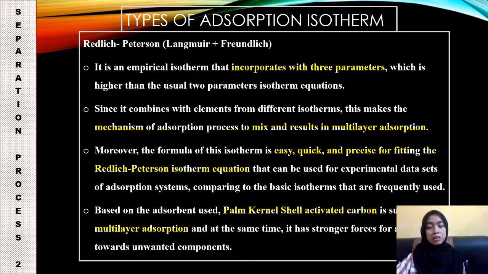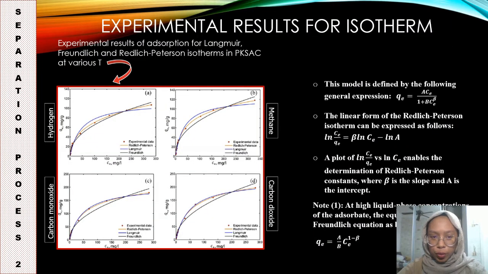This isotherm is also easy, quick, and precise for fitting the equation, and we found that the palm kernel shell activated carbon is also suitable for multi-layer adsorption, so it is suitable to be used. Experimental results of adsorption for Langmuir, Freundlich, and Redlich-Peterson isotherms are as follows. That includes carbon monoxide, hydrogen, methane, and carbon dioxide. This isotherm model is defined by the following general expression as displayed in the slide.